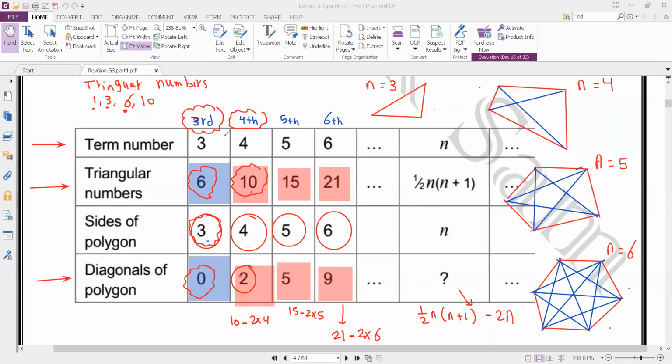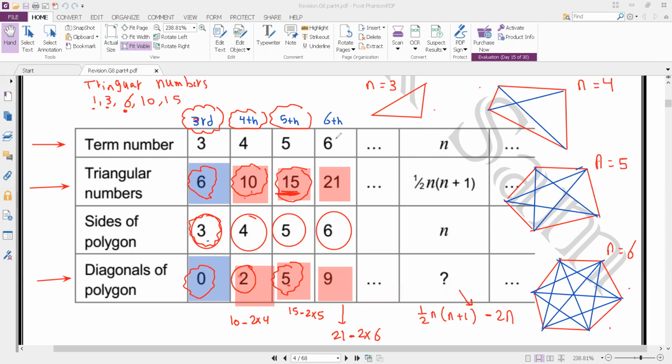If we're talking about the fifth triangular number, it is 15, after 10. What about the polygon of 5 sides? It's the pentagon. What is the number of diagonals in the pentagon? 5. How can we get this 5? 15 minus 2 times 5. 2 times 5 is 10, so 15 minus 10 equals 5.